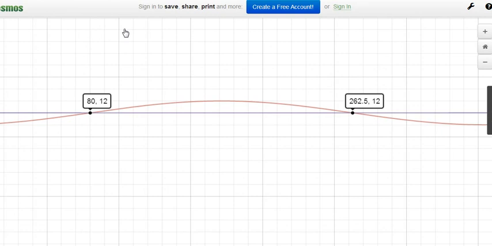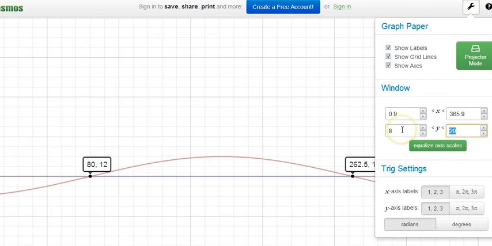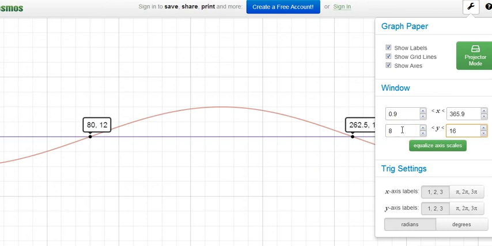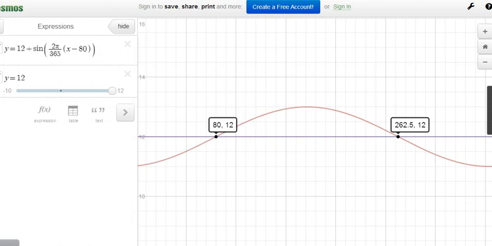Or it's not really the intercept. Let's change that one. So we said minimum of 8.4. Did we? Yeah. So let's say 8 to 16. There we go. 12. Okay, something's wrong. I do not have the right equation. I need a 3.6 here. 3.6.